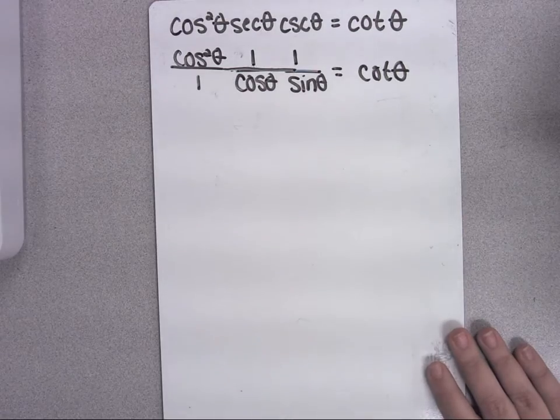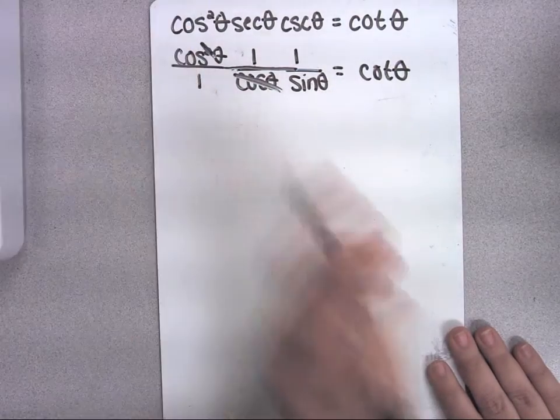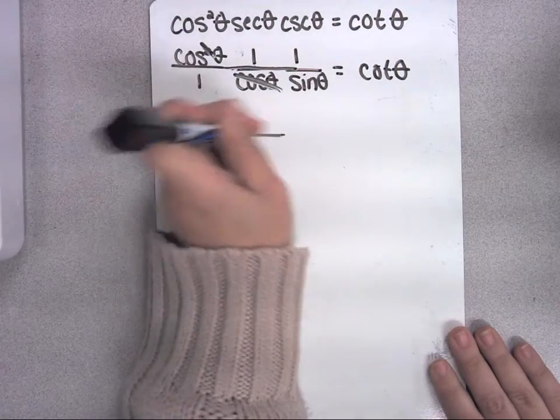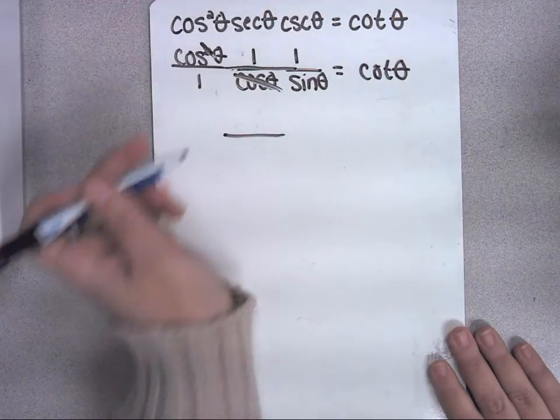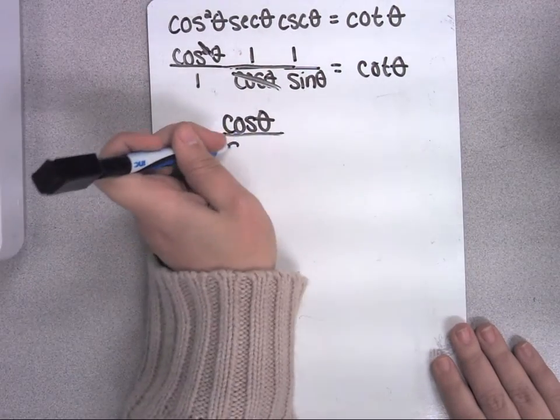What do you notice? I can take this whole cosine out. So what's on top? You have cosine of theta on top with a bunch of ones.